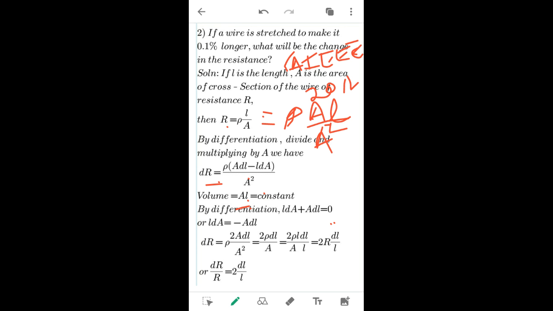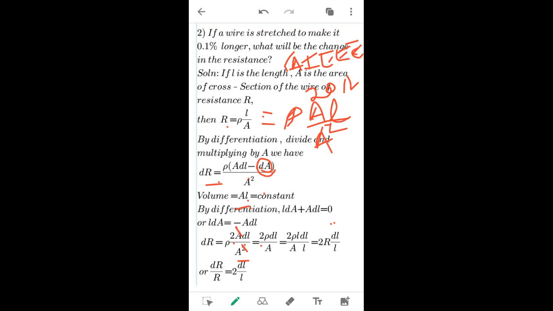Now this we will substitute here. So dR equal to rho into 2A dL upon A square. Yes, so here for this term we have substituted minus of AdL. Minus into minus is plus, so it will be 2AdL by A square. Now here it will be A, and this A gets cancelled. So what you get is 2 rho dL upon A.